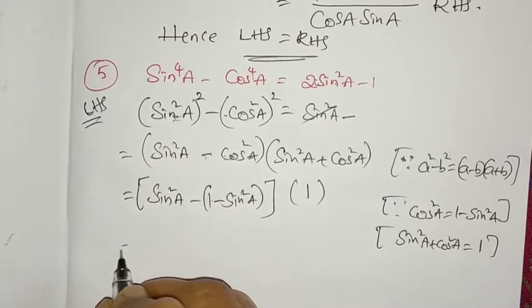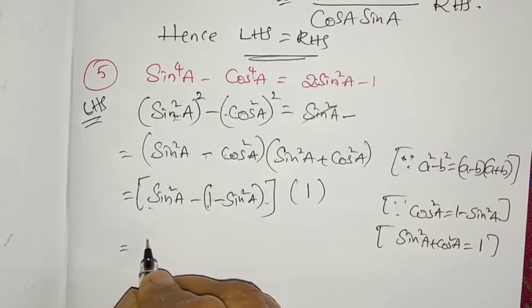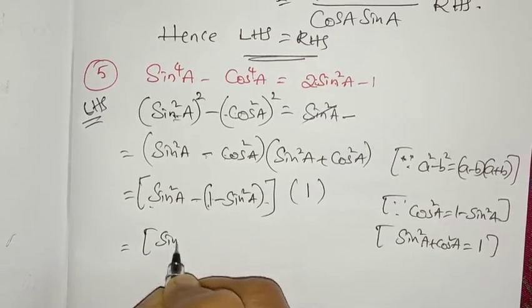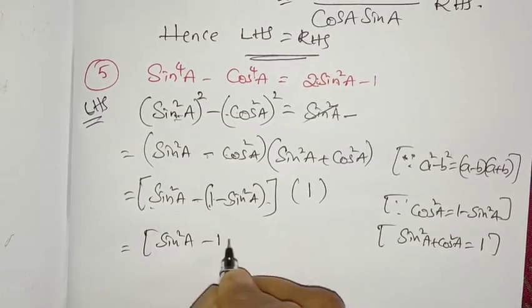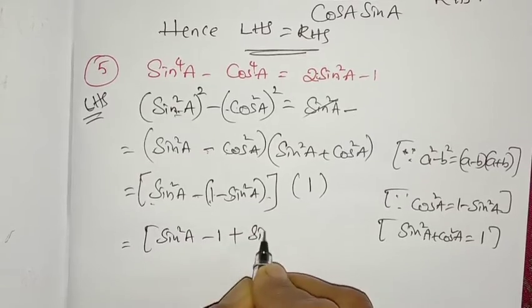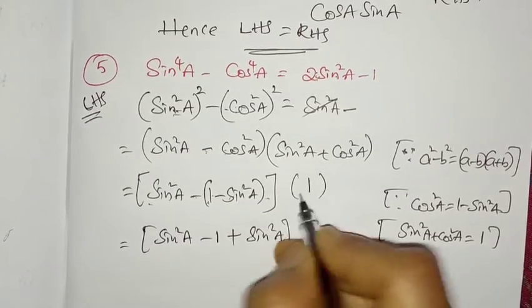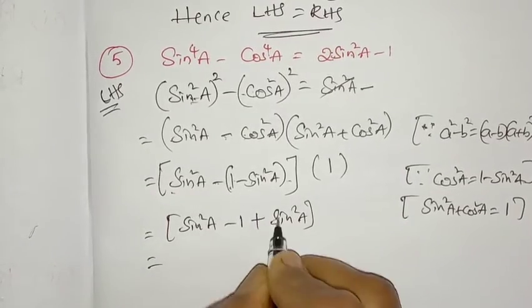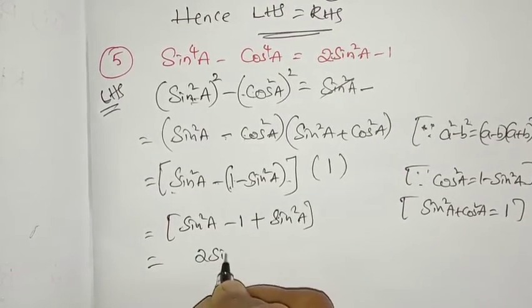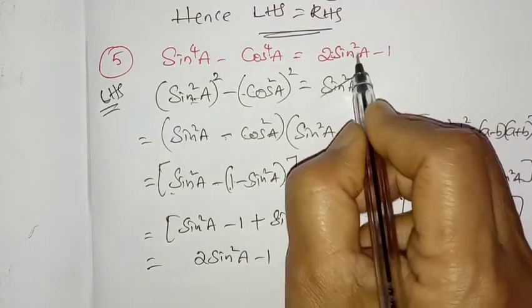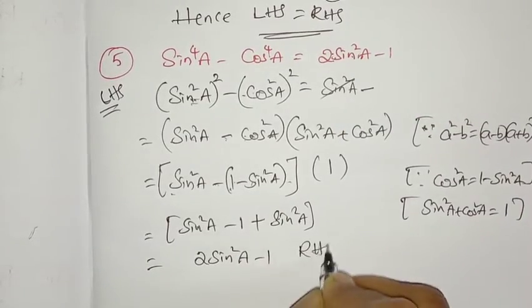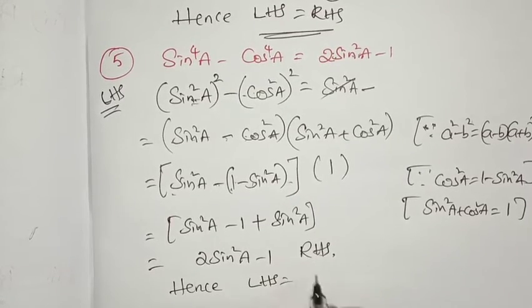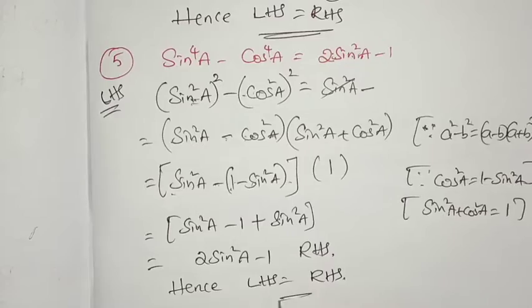Now I am removing this open bracket from the square bracket. sin^2 a - 1 minus into minus plus sin^2 a into 1. Only into 1, no need to write again. sin^2 a plus sin^2 a is what? 2 sin^2 a - 1. This is nothing but the RHS. Hence LHS equals RHS, children.